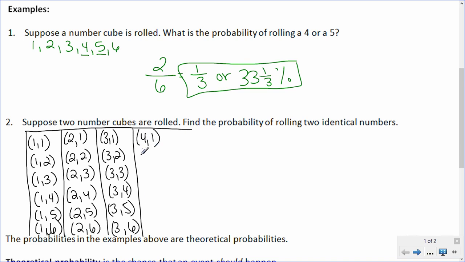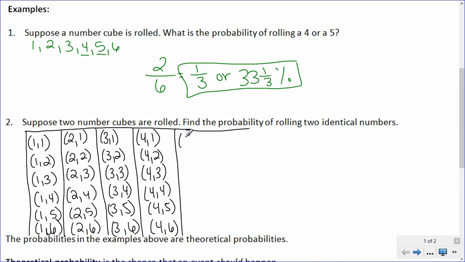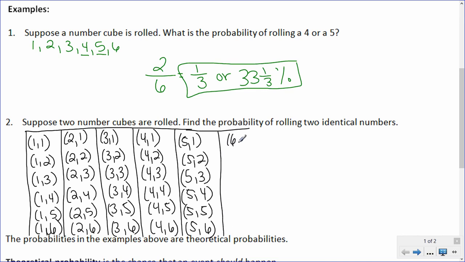So let's go ahead and fill these in. And this may seem like it's kind of pointless at this point. We'll see in a minute why it's important to actually have all of these listed out. Okay, all the pairs for 5. All right, and the last one with sixes.